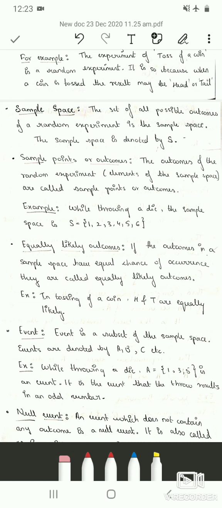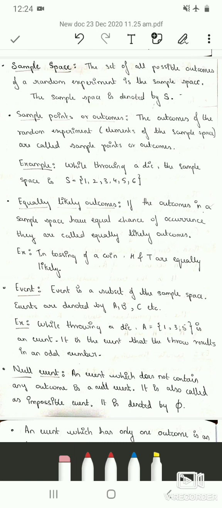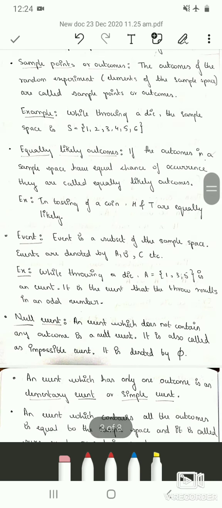So the next definition is equally likely outcomes. If the outcomes in a sample space have equal chance of occurrence, they are called equally likely outcomes. Suppose we are tossing a coin, then the occurrence of head and tail are equally likely. Both have the same probability, that is 1/2. Such outcomes are called equally likely outcomes.